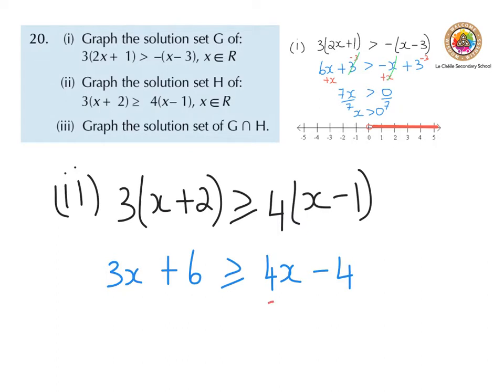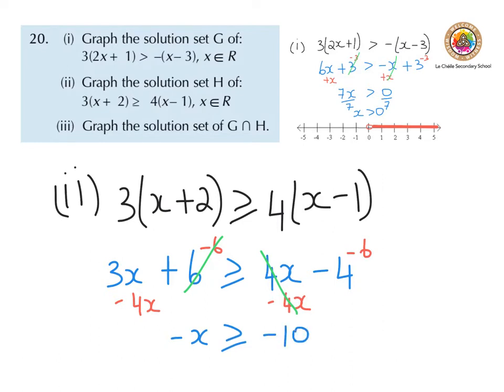Again, just tidying this up, I'm going to have minus 4x on both sides, and minus 6 on both sides. They cancel and they cancel. Here I'm left with 3x minus 4x, which is minus x, is greater than or equal to minus 4 minus 6, which is going to be minus 10.